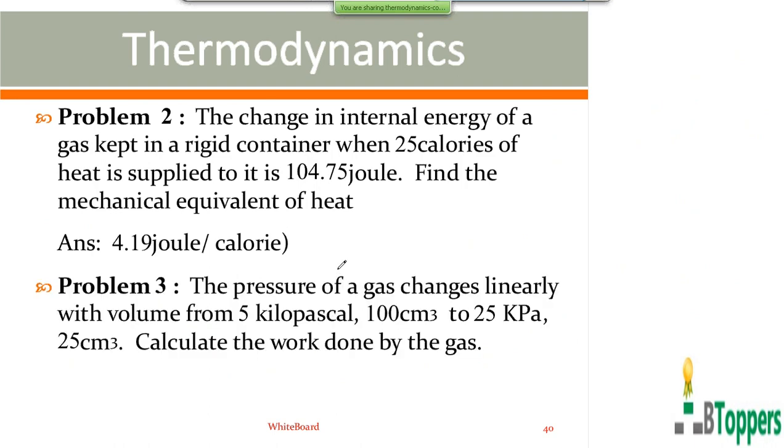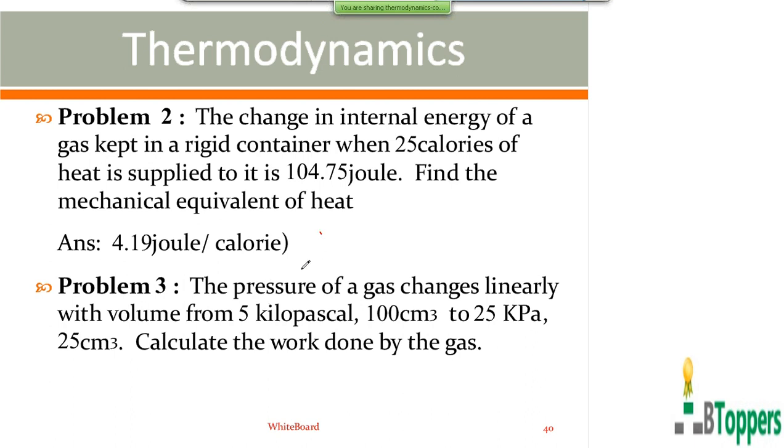Then you see the next problem, problem number 3. The pressure of a gas changes linearly with volume from 5 kilopascal, 100 cubic centimeter to 25 kilopascal, 25 cubic centimeter. Calculate the work done by the gas. So we can solve this problem from the indicated diagram, that is PV graph.